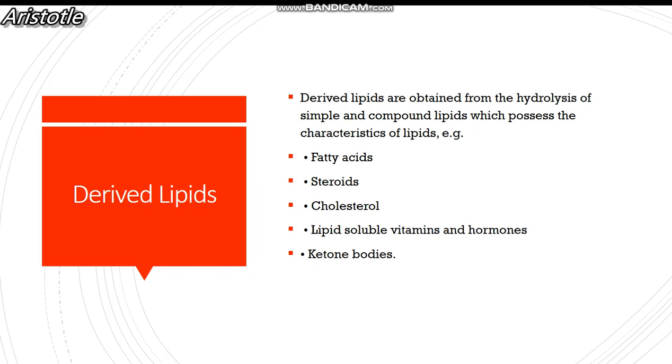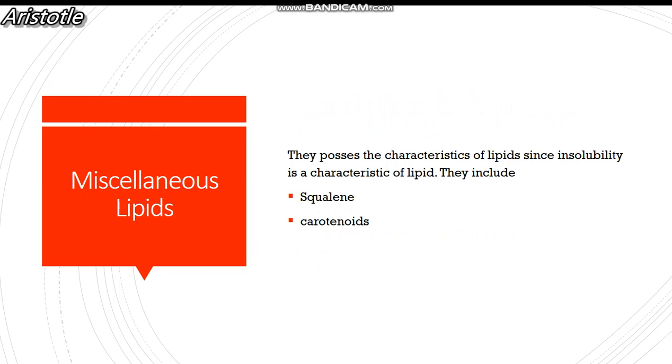Now there is one group we call the miscellaneous lipids. They possess characteristics of lipids, since insolubility is a characteristic that defines your lipid. You can see they are insoluble. Examples include squalene and the carotenoids.